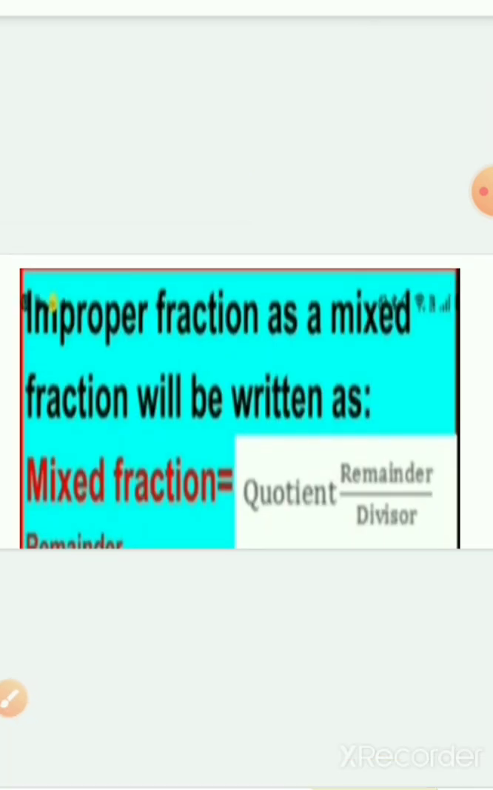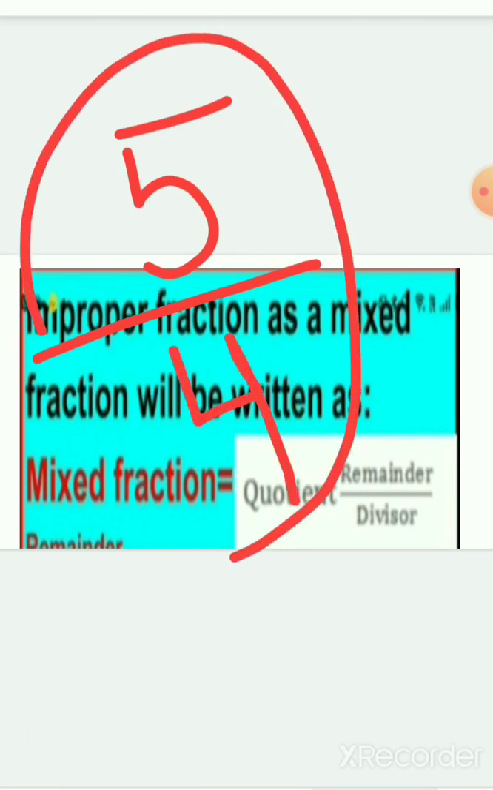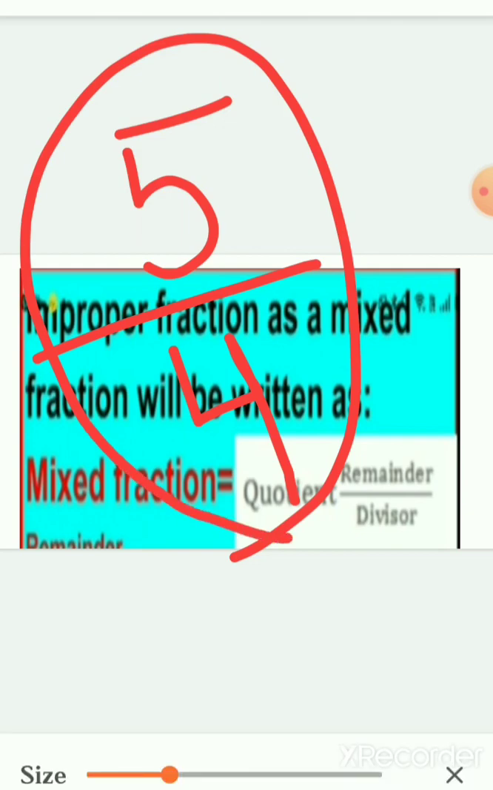Now we have the improper fraction as a mixed fraction. If you have an improper fraction, in which the numerator is greater than the denominator, how can it be changed into a mixed fraction? Now I am going to tell you how it will be converted into a mixed fraction. It will be converted to quotient and remainder by divisor. Let's divide this.